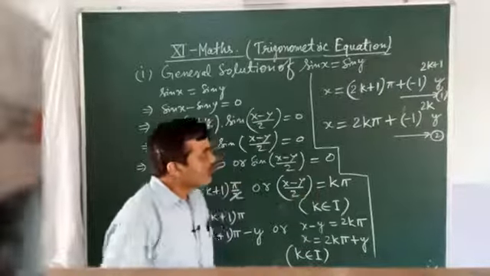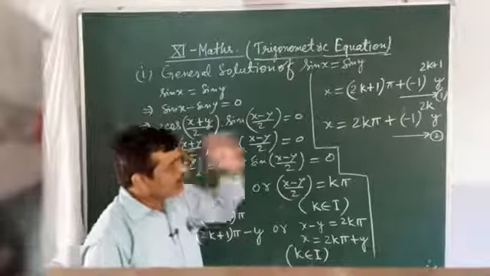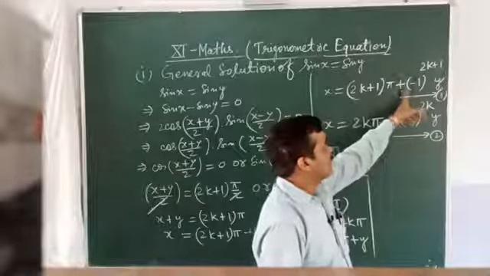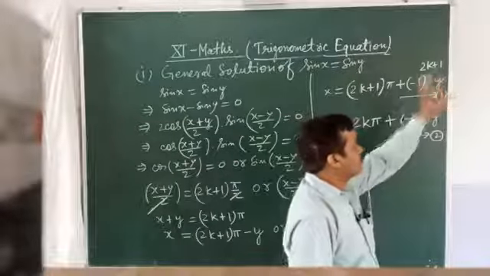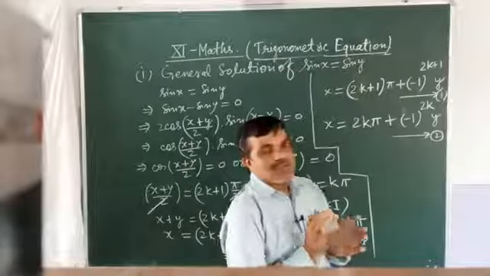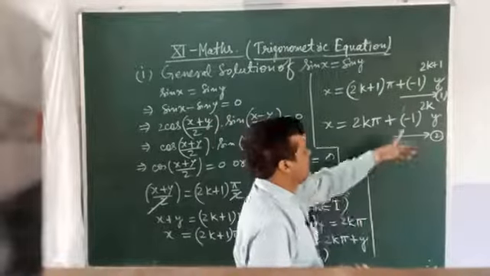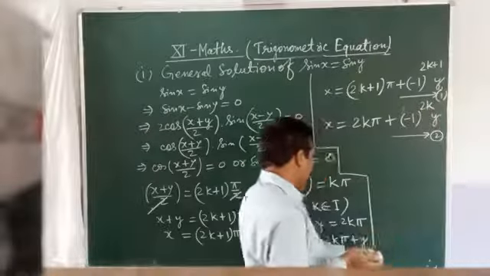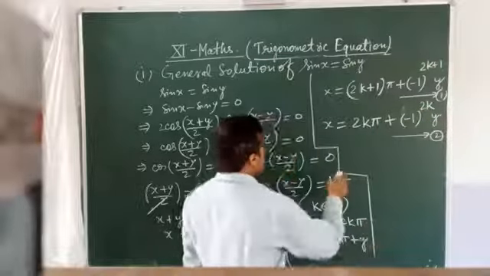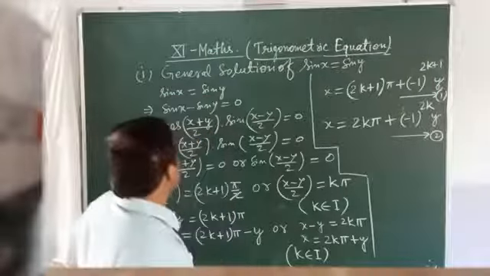Solving it. So from first condition x equal to (2k+1)π minus y, we can write it like this: (2k+1)π plus (−1) to the power (2k+1) into y. So (−1) to the power (2k+1), it is an odd number. Minus 1 to the power of any odd number is always negative. And minus 1 to the power of an even number is always positive. Combining these two equations, we have the solution of this equation.